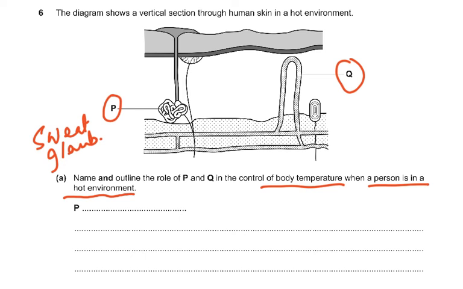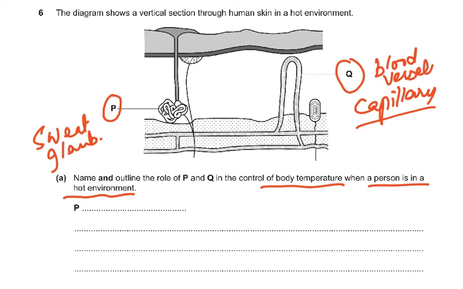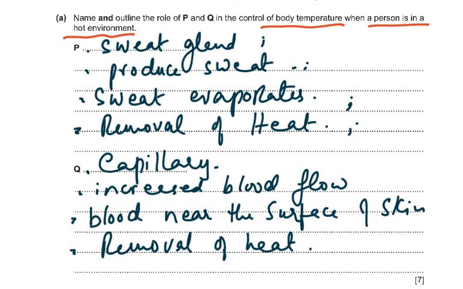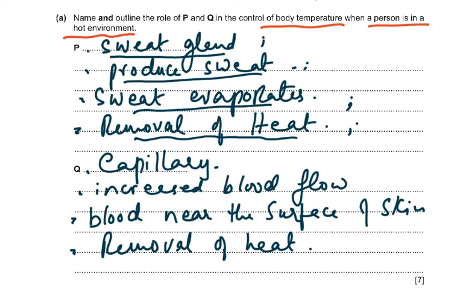And Q could be the blood vessels, and you could talk of the capillaries. So blood vessels which are bringing blood to the skin, the skin arterioles or the skin capillaries, where more blood is either going to flow through them or less blood is going to flow through them. Working scheme for this was number 1, P was the sweat gland. Produce sweat, sweat evaporates, and this removes the heat of the body, so it cools the body down.